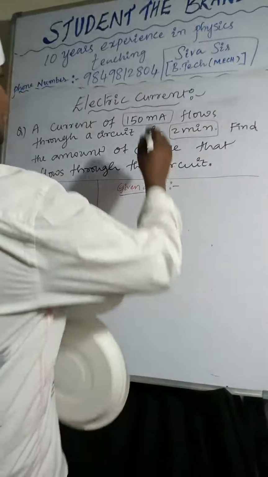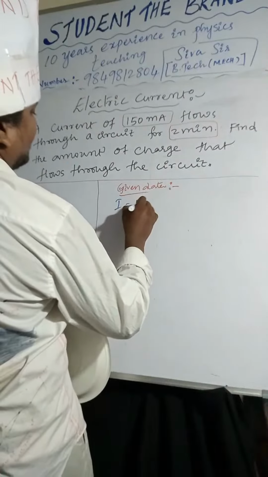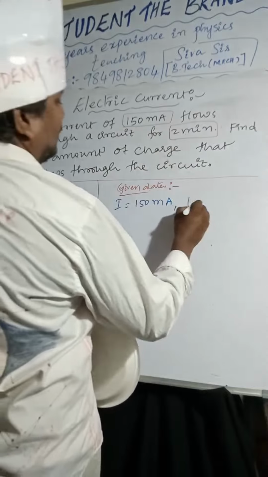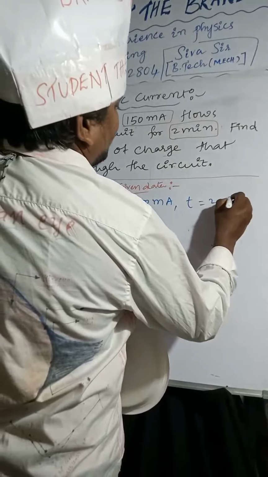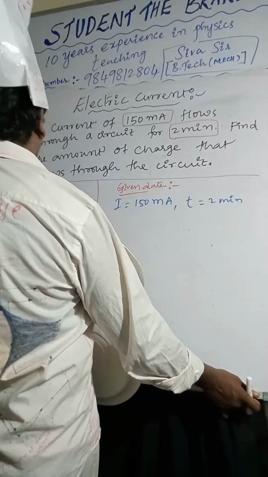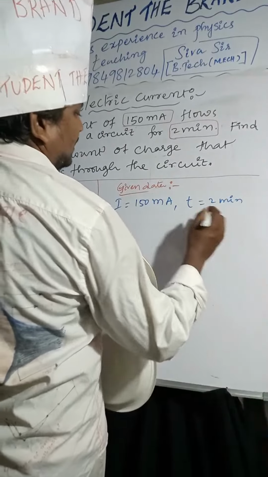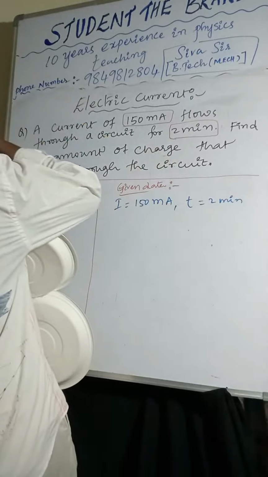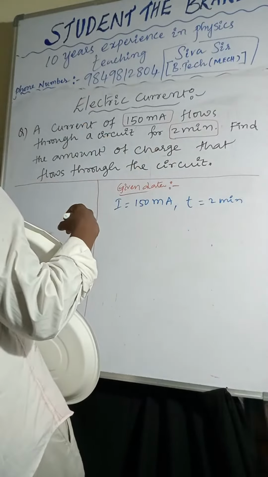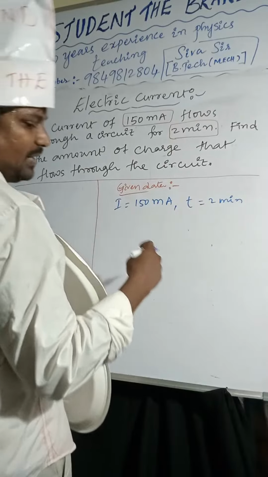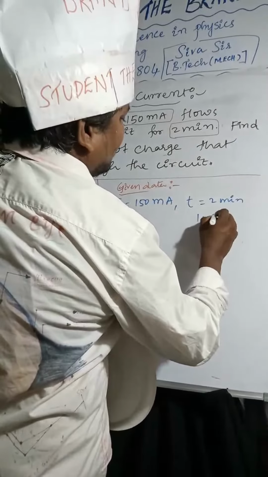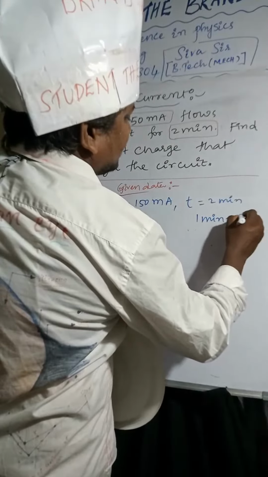Okay, so I equal to 150 milliampere, and the time equal to 2 minutes. 2 minutes is nothing but... 1 minute equal to 60 seconds, right? So 1 minute equal to how many seconds? 60 seconds. 1 minute equal to 60 seconds.